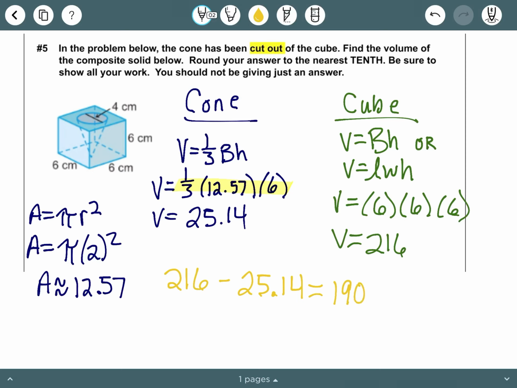190 and 86/100. But we were told to round to the nearest tenth, so let's make that 9/10 if we round up. And don't forget to label it. It is centimeters cubed. All right, and that is all for number 5.